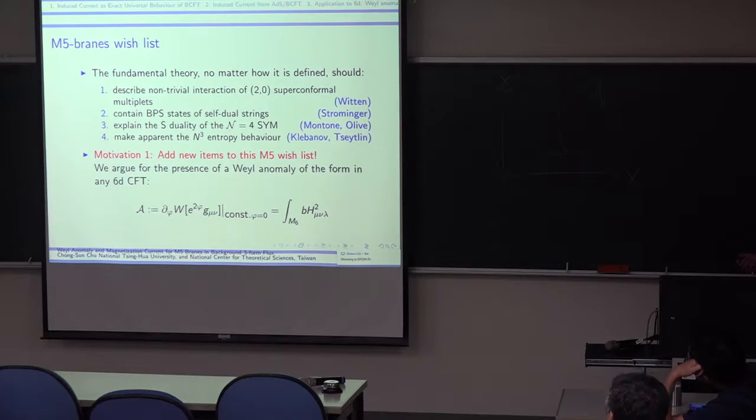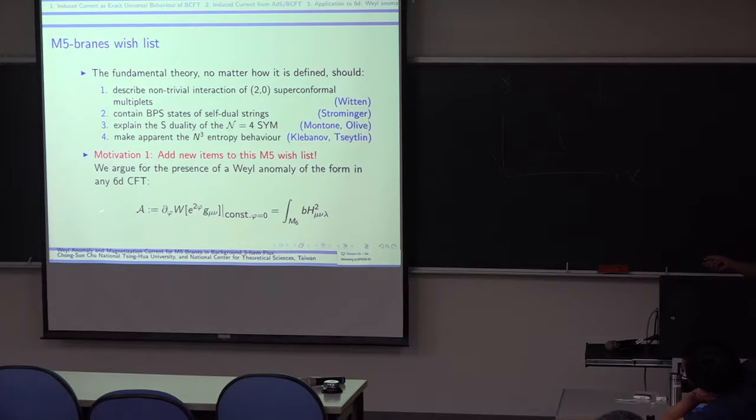So for example, in 6 dimensions, we know if we turn on a background for the free 2-form field, the Weyl anomaly has to take this form. This is just a definition of the Weyl anomaly. For the effective action, you scale the metric, and the variation of the effective action under the scaling gives rise to the Weyl anomaly, and it has to have this form. This is in the presence of a 3-form field strength. The same story you can do for the metric. So this is something which we derived in this study.